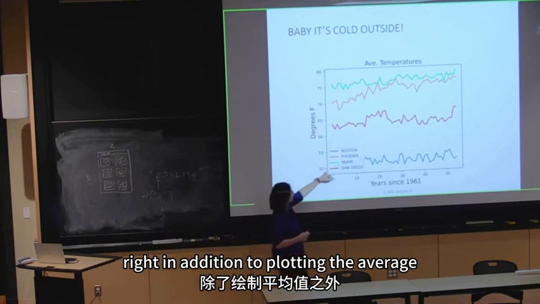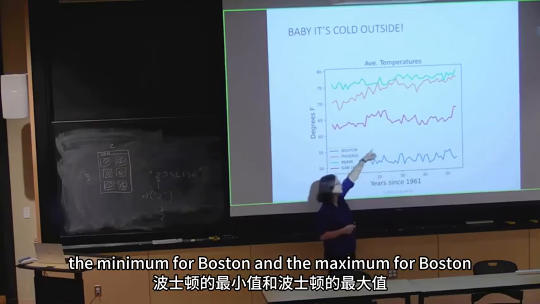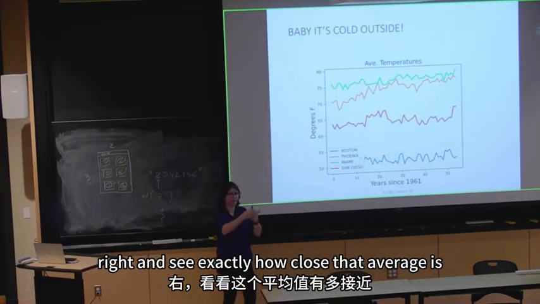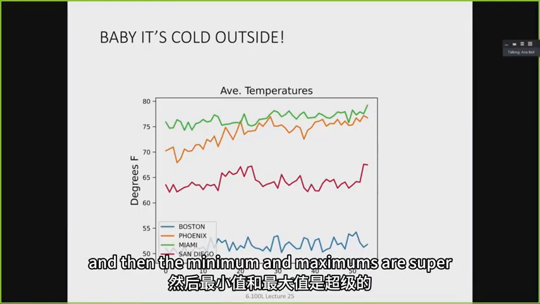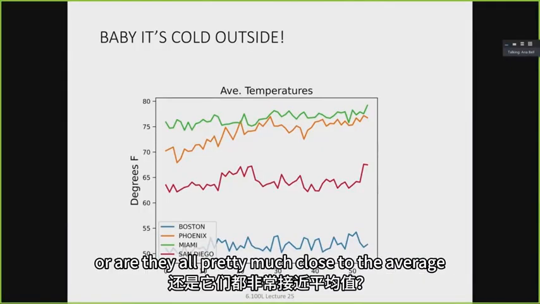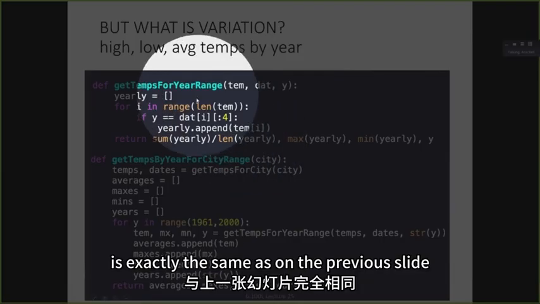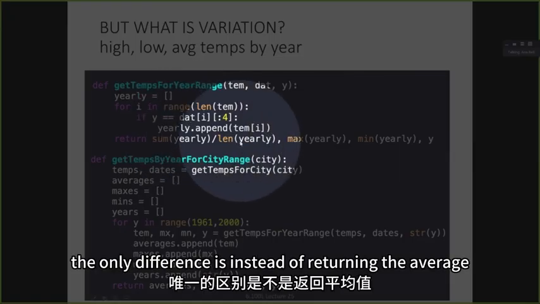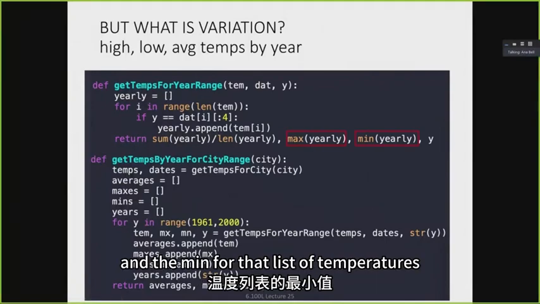In addition to plotting the average, let's also plot the minimum for Boston and the maximum for Boston, and see exactly how close that average is. Is the average in the middle, and then the minimum and maximums are super far away from the average? Or are they all pretty much close to the average? So this is the code that does that. The function here is exactly the same as on the previous slide. The only difference is instead of returning the average, we're also going to grab the max and the min for that list of temperatures.